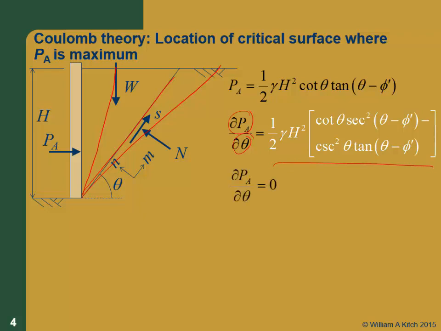And then I'm going to set that equal to 0, because where it's 0, that's a maximum or a minimum, right? So I'm going to set that partial equal to 0, and I'll find out that the critical angle, wow, that's a nice angle. It looks like a familiar one, right? The critical angle where I'm going to get a maximum PA is 45 plus phi over 2. Woo, that's nice. That's always reassuring when you do something a completely different way and you get the right answer.